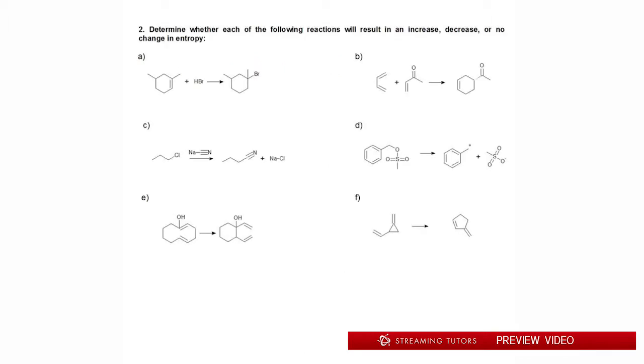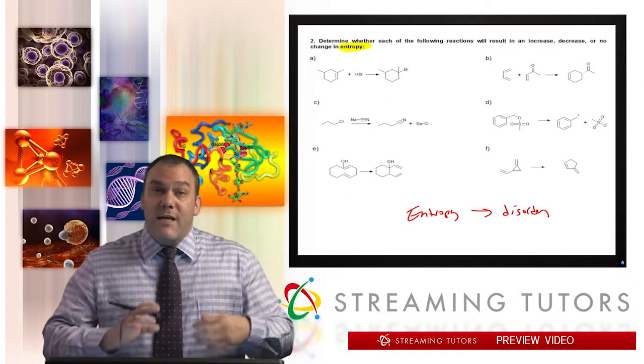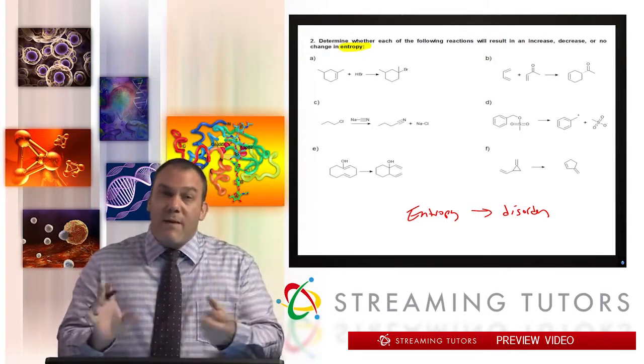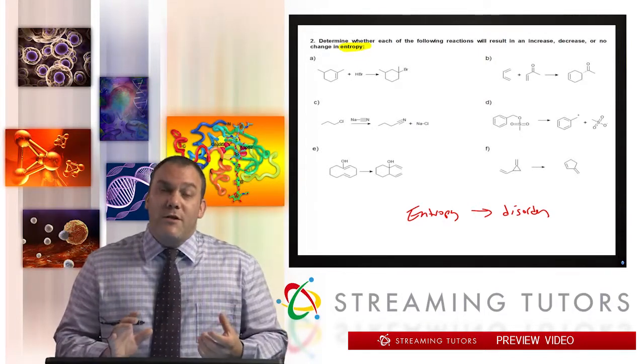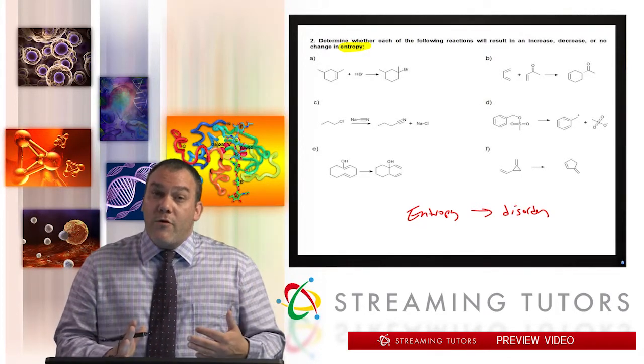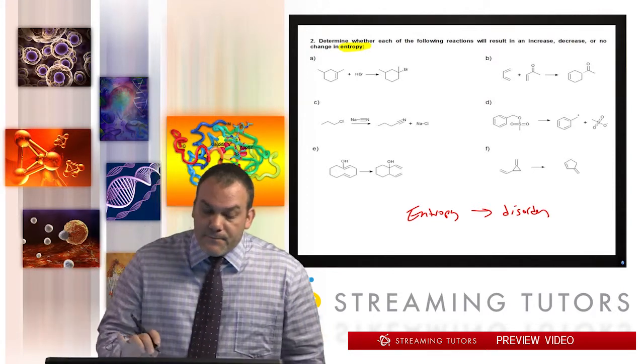All right, the next one is about entropy. Remember, entropy is the amount of disorder, right? This is the amount of disorder. We want to increase disorder. And the way we do that is to have more molecules rather than less. So if you increase the amount of molecules, you're going to increase your disorder in the system. But if you reduce the amount of molecules, you increase the order. You make things more organized. Okay? So let's take a look.